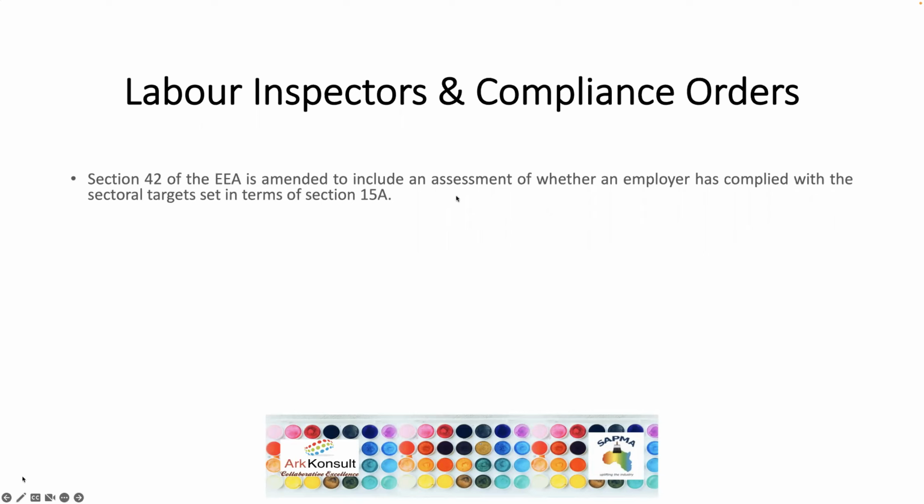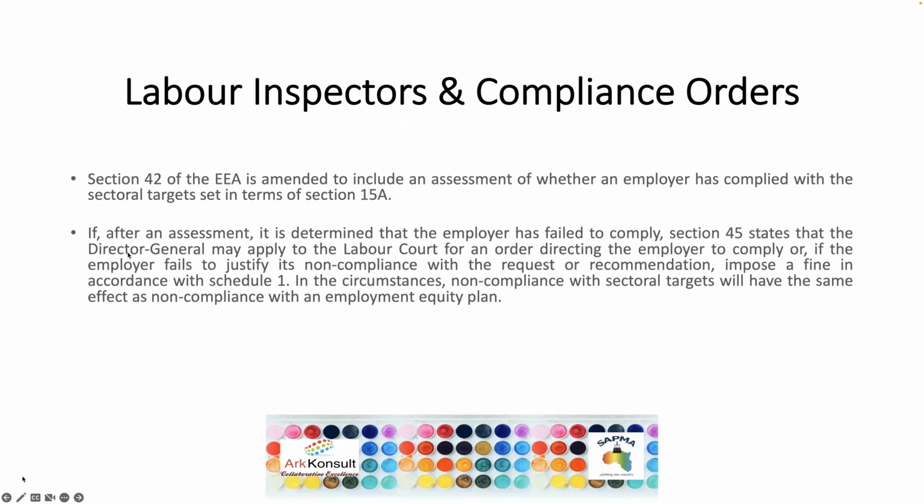Section 42 of the Act is amended to include an assessment of whether an employer has complied with the sectoral targets. So you'll go through an assessment. And if after the assessment, it's determined that the employer has failed to comply, so you can be directed by the labor inspector to have to go through the assessment, but not to have to correct your numerical targets. It's only after the assessment. If after the assessment, it's determined that you failed to comply, Section 45 states that the Director General may apply to the Labor Court for an order directing you to comply. And if you fail to justify your non-compliance with the request or recommendation, the Director General can impose a fine in accordance with the schedule. Now, in the circumstances, non-compliance with sectoral targets will have the same effect as non-compliance with an employment equity plan. So please don't ignore this.